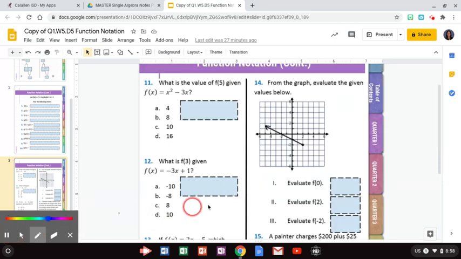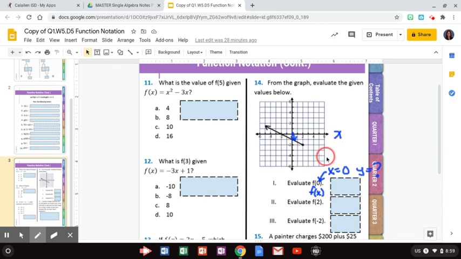Problem 14. From the graph, evaluate the given values below. Evaluate f of 0. So remember, it's like f of x. So what they're telling you is when x is 0, what is your y value? What's the output if you input a 0 for x? So I'm going to go to my x-axis. Here's the x. And we go find when x is 0. So it's right here. My y value is going to be negative 1.